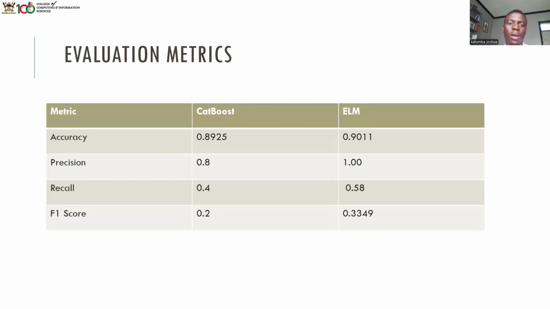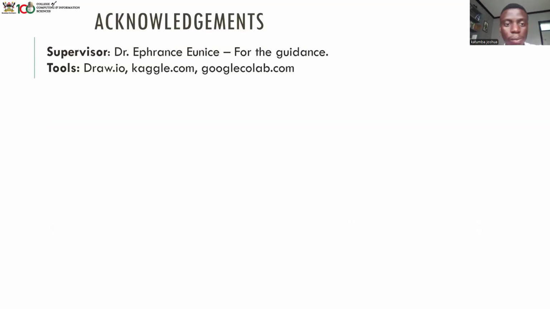And the metrics were here. We used the CatBoost, and our accuracy was 0.89, which is 89%. But again, the ELM showed us that it was much better because it gave us 0.90, which is 90% accuracy. So I'm certain that in the coming assignments, we should probably use an ELM because it's more accurate, and it's even what was recommended to us. Thank you for listening.